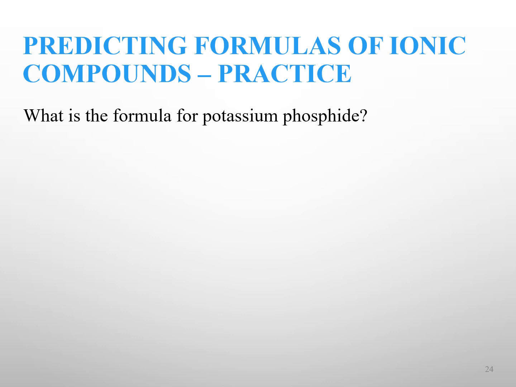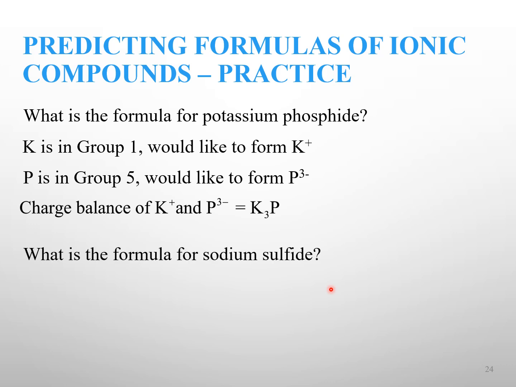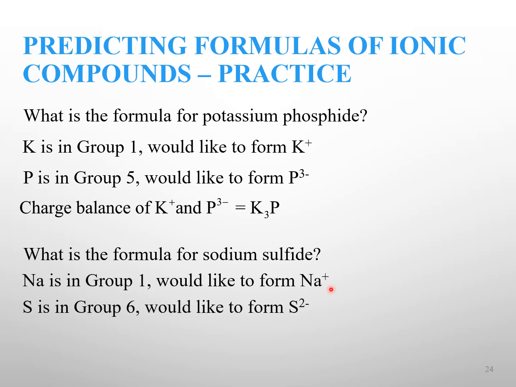So what is the formula for potassium phosphide? Potassium is K+, and phosphide is in group 5, because it comes from phosphorus, so it would be P3-. So if you have 3- and 1 K+, you would need 3 of the K to balance out the phosphide. So in this case, you have K3P. Now, if you have sodium sulfide, sodium is Na+, and sulfide is S2- because it's in group 6. So you would need 2 sodium to combine with 1 sulfur, so it'll be Na2S.